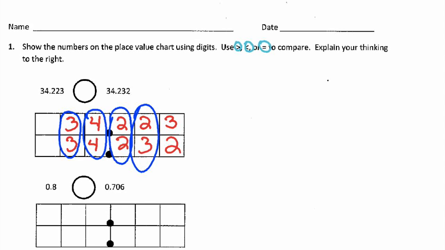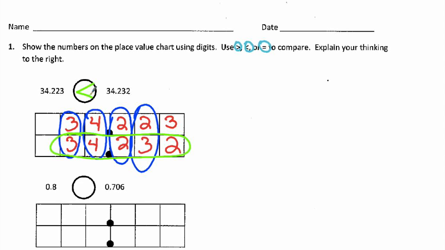So I now know that 34 and 232 thousandths is greater than 34 and 223 thousandths. So what's my mouth going to be open to? Okay, what's my mouth going to be open to? That one right there.